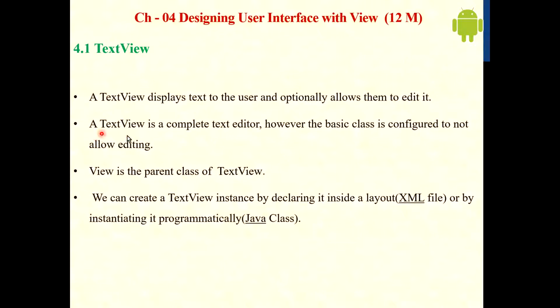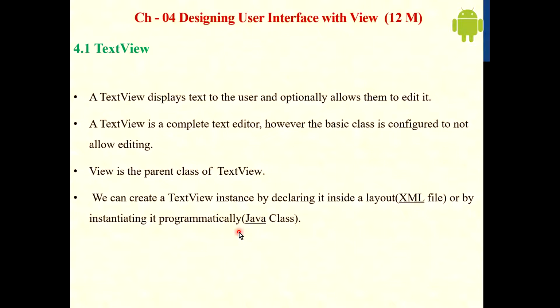Second point, TextView is a complete text editor. However, the basic class is configured to not allow editing. So basically it is not for editing, but by using the editable attribute we can set the TextView as editable. The next point, View is the parent class of TextView. So all components have View as a parent class. We can create a TextView instance by declaring it in a layout, that is an XML file, or by instantiating it programmatically in a Java class.